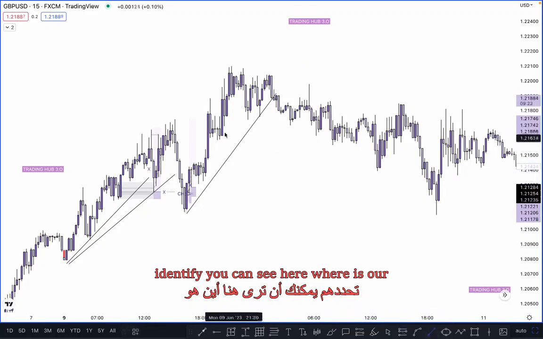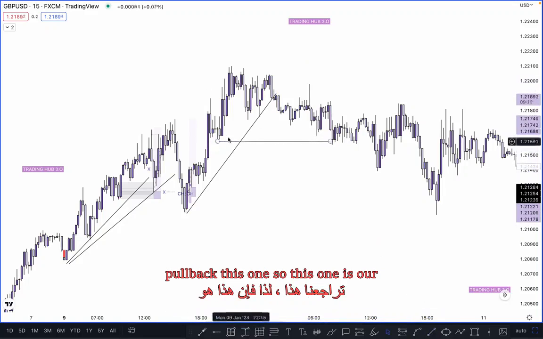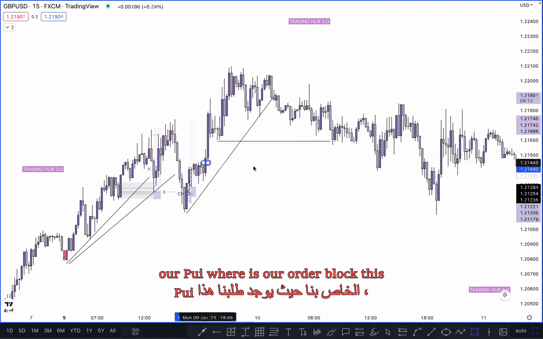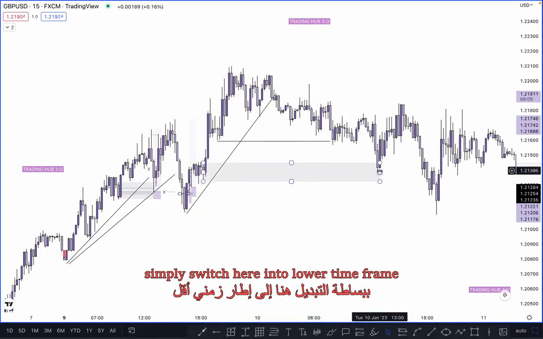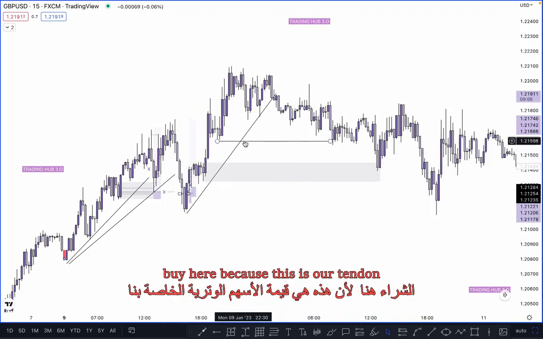You can see here, where is our inducement in this leg and where is our pullback? This one. So this one is our inducement. After this inducement, where is our POI? Where is our order block? This one, right? So when price taps here, you can simply switch into the lower time frame, 1 minute, and you can definitely buy here because this is our trend line liquidity.